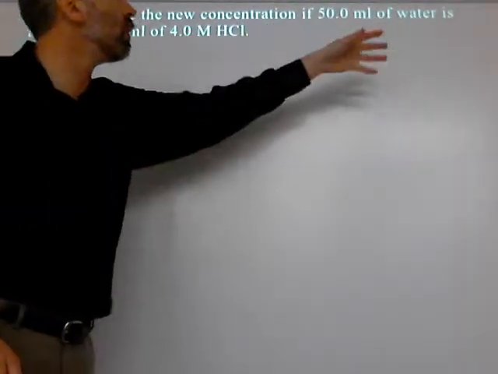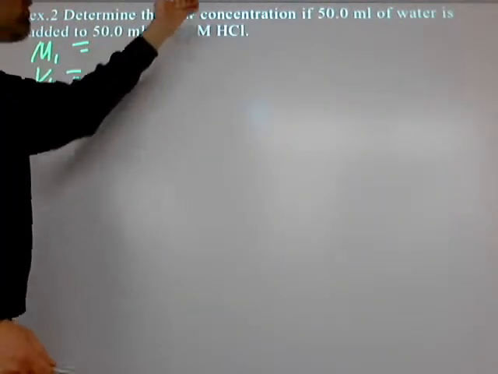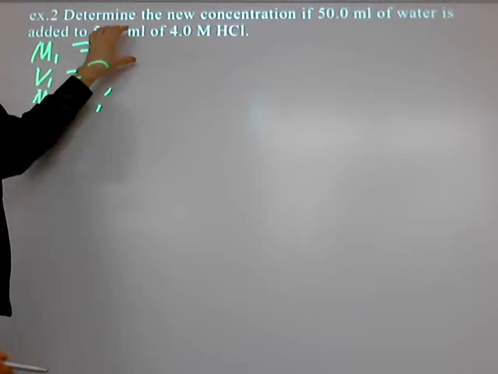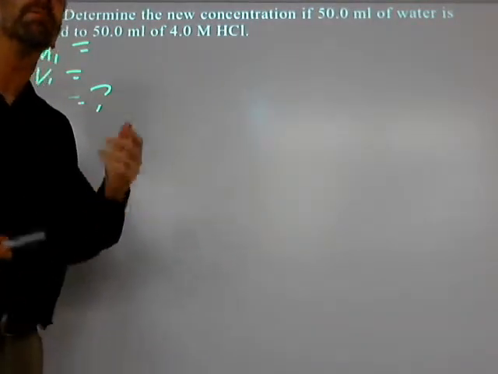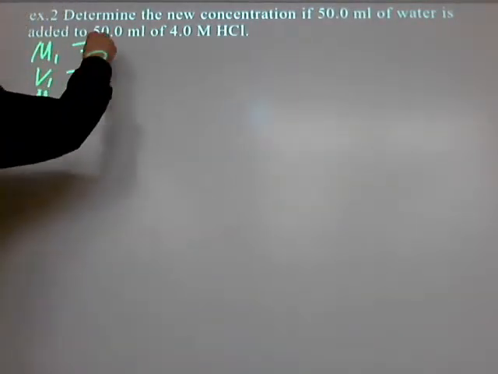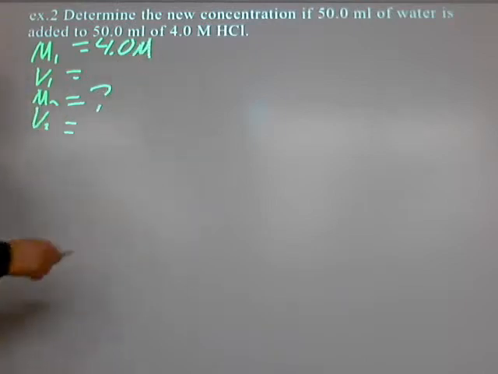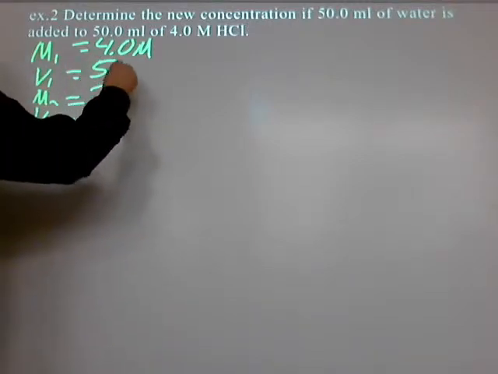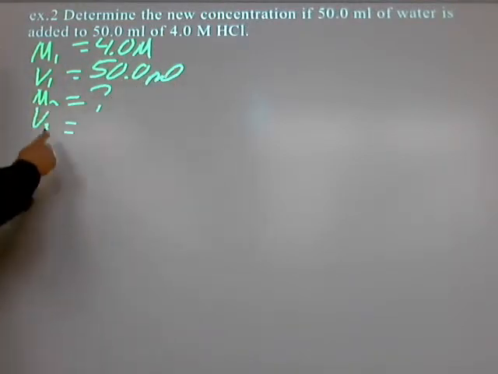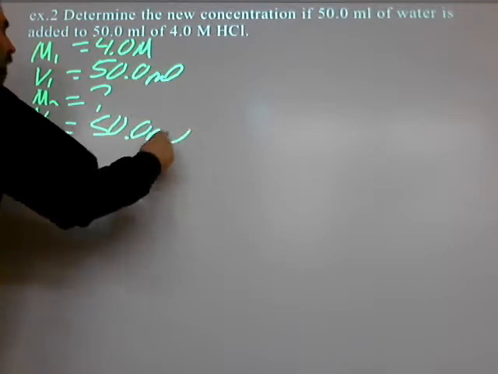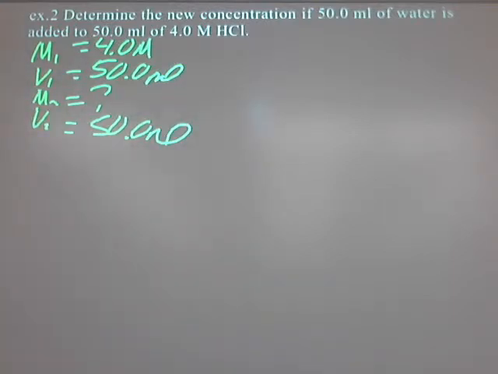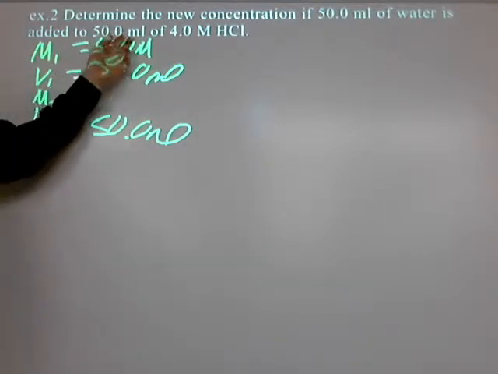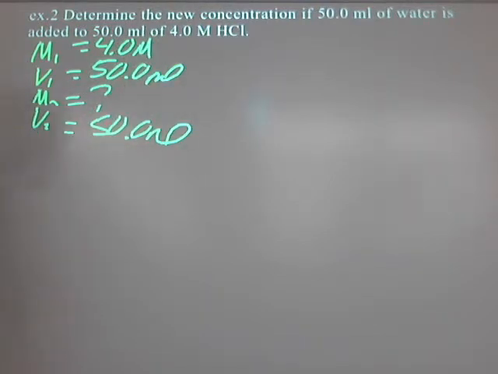If this many milliliters of water is added to this much 4 molar. So it was 4 molar. What's it going to be when I add the 50? That's how you have to read. So this is 4.0 molar. Good. What about V1? What's my initial volume of that 4.0 molar? 50, right? And here's the next mistake people will make. V2, 50? Is that right? It's 100. You have to realize that you added 50 to 50. You now have 100. Good.